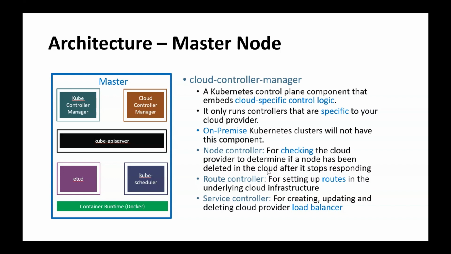So if some node has stopped responding and Kube Control Manager has deleted it from the Kubernetes cluster, then Cloud Controller Manager will make sure that node is also removed from the cloud provider, that is Azure or AWS. Okay, the route controller is for setting up routes in the underlying cloud infrastructure, and the service controller is for creating, updating, and deleting cloud provider load balancers. So generally we create a load balancer service. This service controller will take care of creating that, updating that, or if we want to delete it, it will delete that as well.